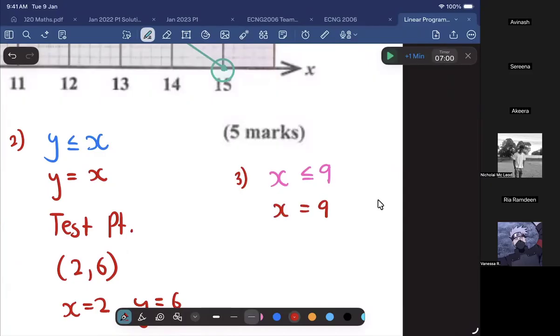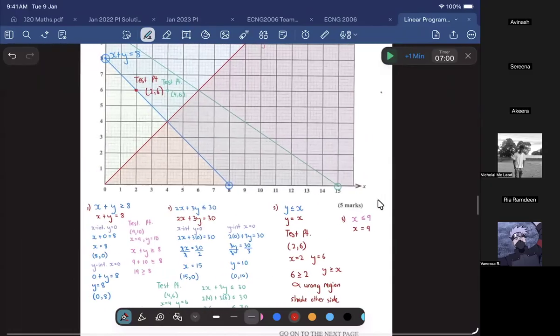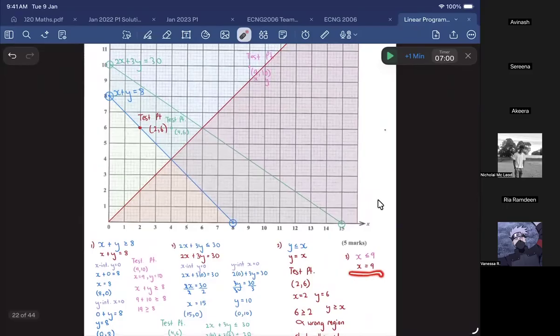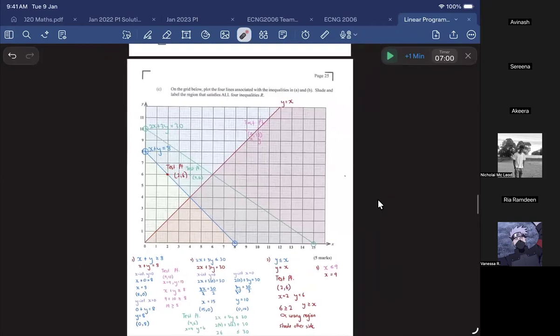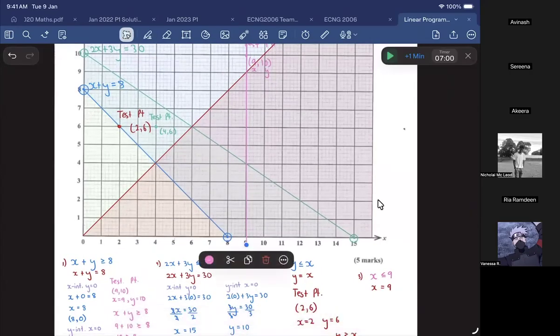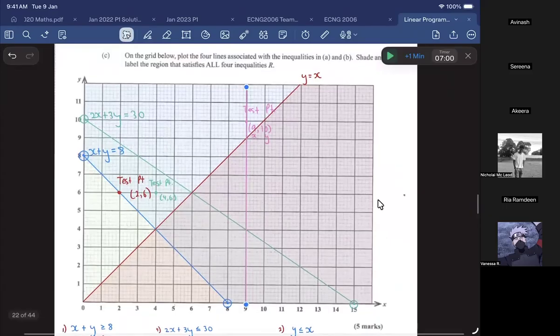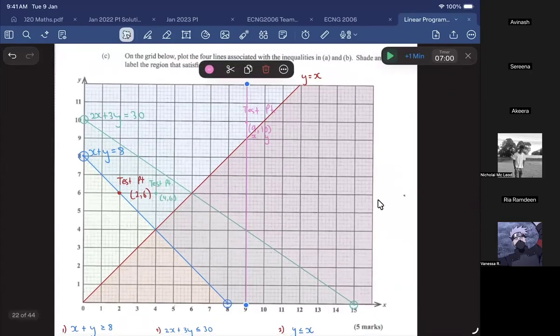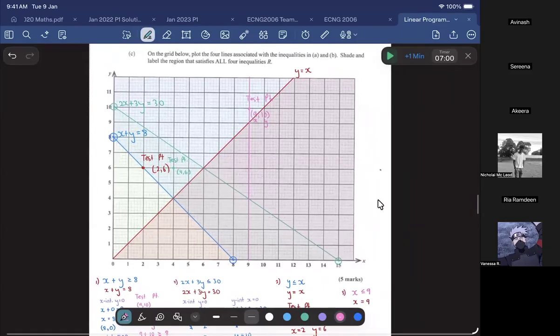Now this one is real simple. You don't have to find any x-intercept or y-intercept. If I want to draw a line where x is equal to 9, then the line needs to pass through what value for x? 9. So this is real straightforward. I hope it's not confusing. If you're confused, talk to me. Is there anybody that doesn't understand why this line represents x is equal to 9? Ria, are you confused about that line I just drew in pink?